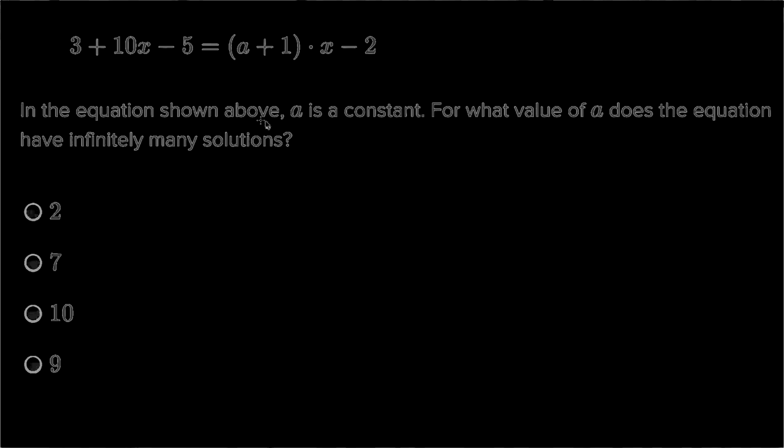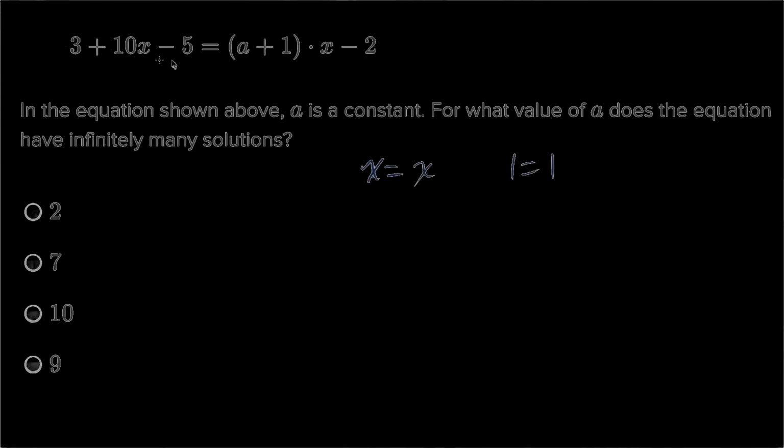In the equation shown above, A is a constant. For what value of A does the equation have infinitely many solutions? So you end up with infinitely many solutions if your equation simplifies to something like x is equal to x or 1 is equal to 1. Something that's going to be true for any x that you pick. If you got 100 equals 100, that would also have infinitely many solutions. 0 equals 0. These will all be situations where you have an infinite number of solutions.